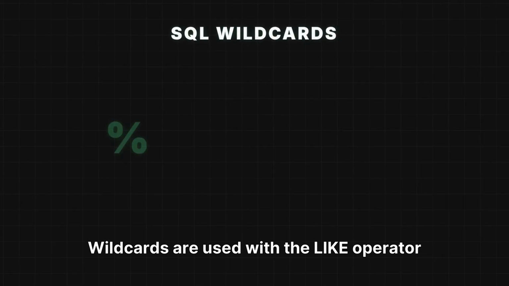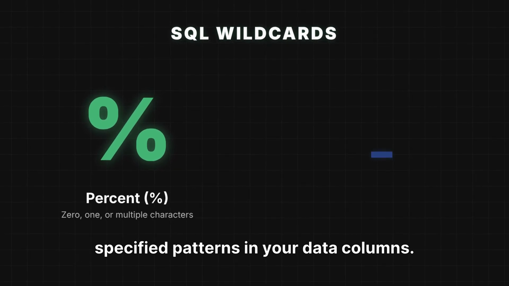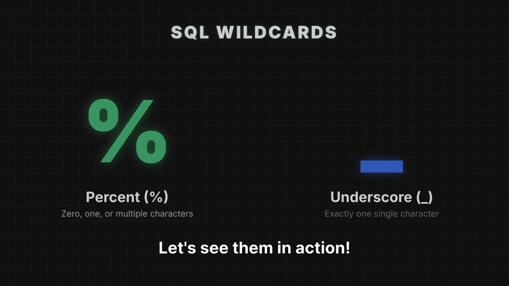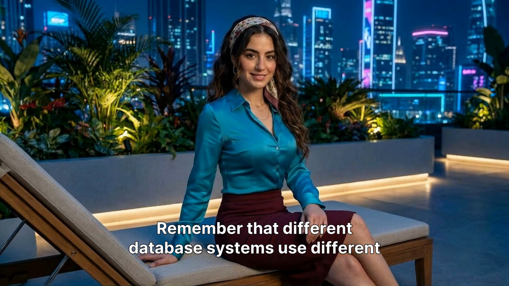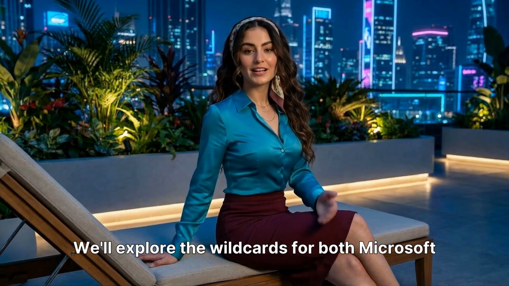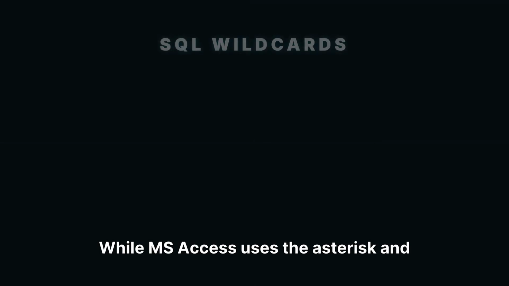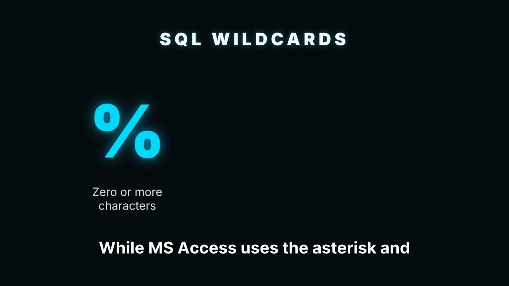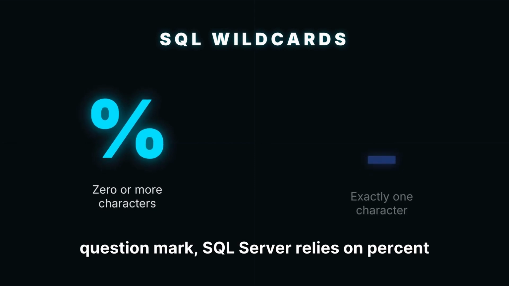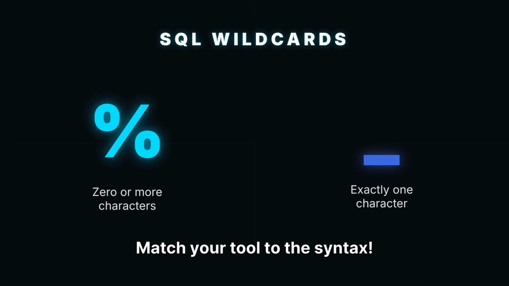Wildcards are used with the LIKE operator in a WHERE clause to search for specified patterns in your data columns. Let's see them in action. Remember that different database systems use different symbols. We'll explore the wildcards for both Microsoft Access and SQL Server today. While MS Access uses the asterisk and question mark, SQL Server relies on percent signs and underscores. Match your tool to the syntax.